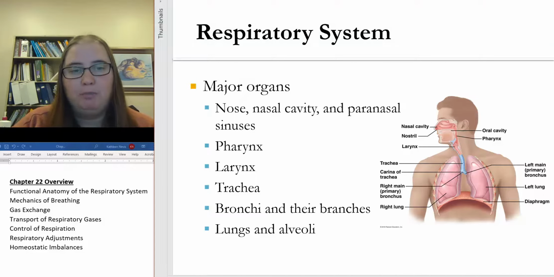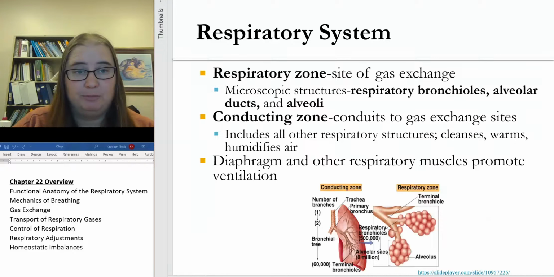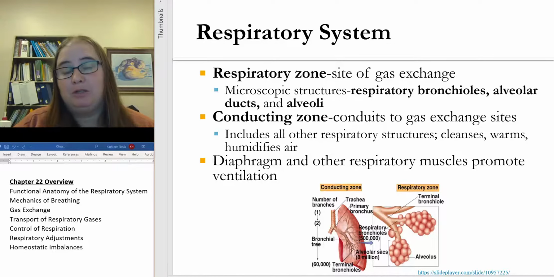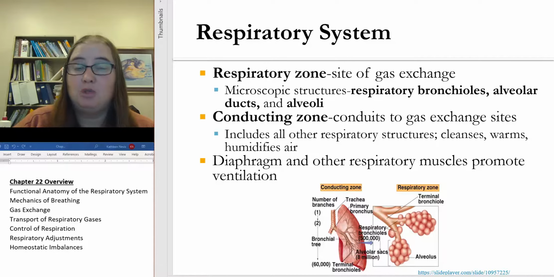So we're going to briefly talk about these various structures and the role that they play in moving air to the alveoli. Now, before we do that, they often break down the respiratory system into two zones. One is our respiratory zone and one is our conducting zone.